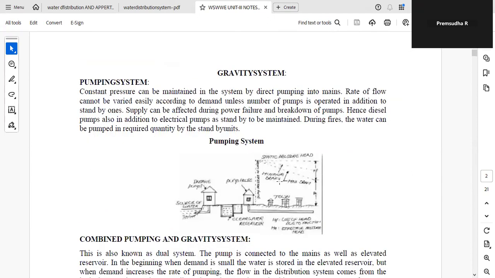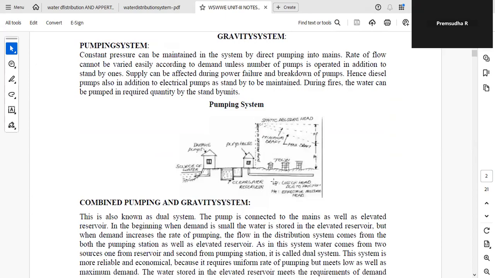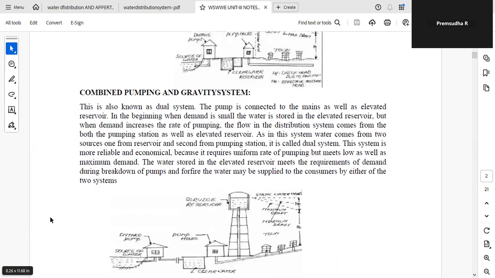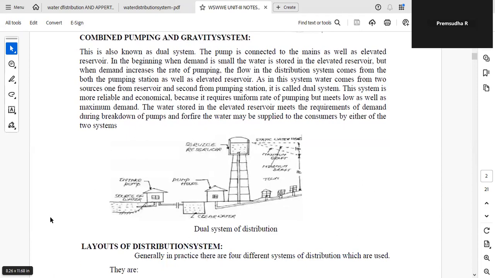Next is the pumping system. Constant pressure can be maintained in the system by direct pumping into the mains. Here you can see this is the source of water and the pumping station. Then the clear water is stored in the reservoir. Then there is a pump house. Through the pump house, the water is distributed to the consumer. That is the pumping system.